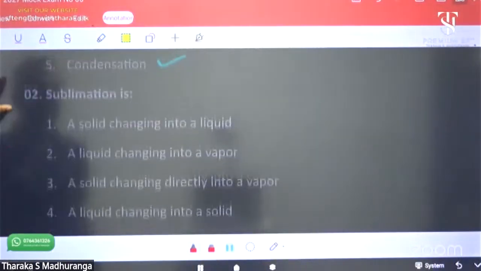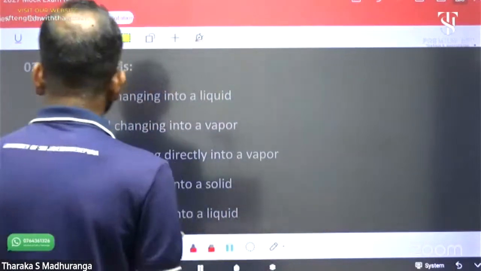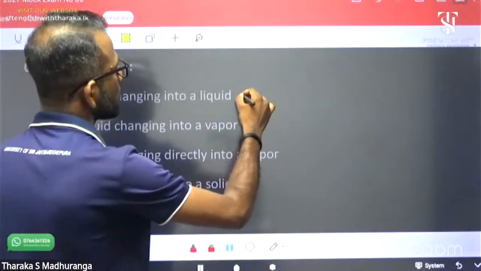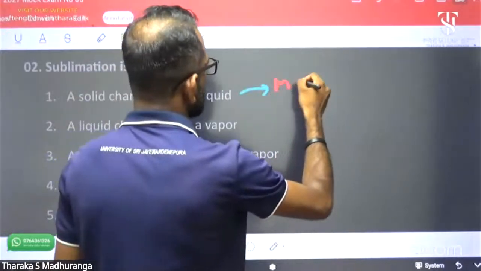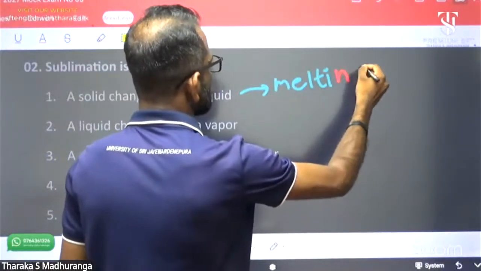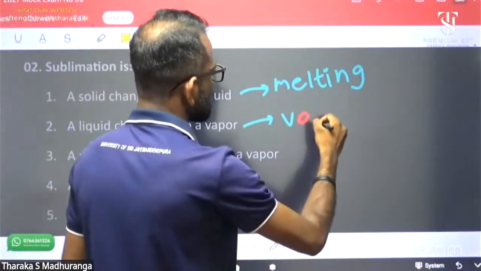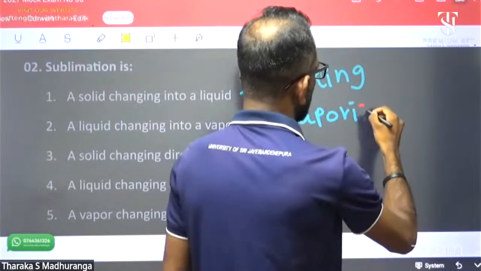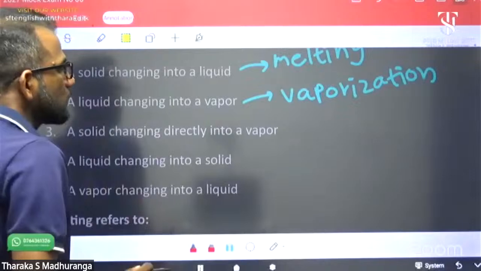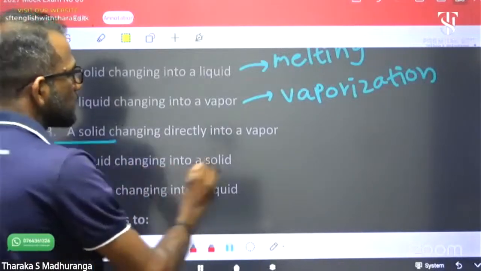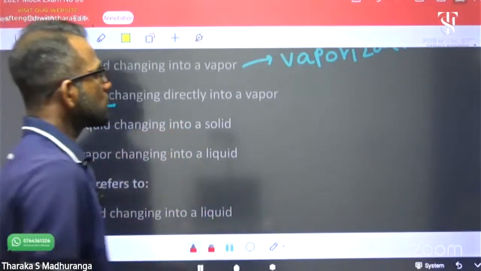The first one is easy. Sublimation, you already know. Solid changing into liquid, what's the name of that? It is melting. Liquid changing into vapor is vaporization, at the boiling point. Solid changing directly into vapor, yes, this is sublimation.